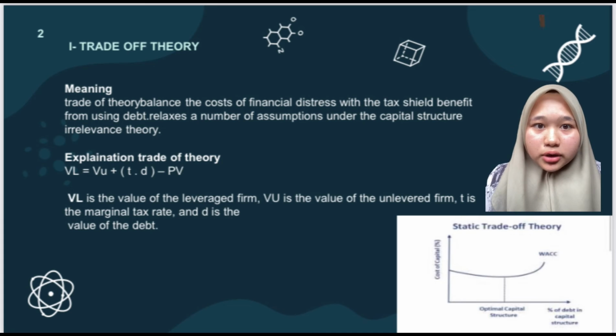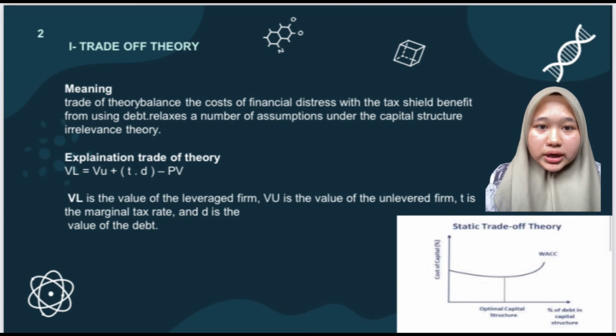The trade-off theory of capital structure is a theory of the capital structure of a firm. The theory tries to balance the cost of financial distress with the tax benefit from using debt. Under this theory, there exists an optimal capital structure, that is, a combination of debt and equity. In fact, the trade-off theory relaxes a number of assumptions under the capital structure irrelevance theory. It starts from the capital structure irrelevance theory but relaxes one of the assumptions. The theory removes the assumption that there are no costs to financial distress when the company borrows more money.